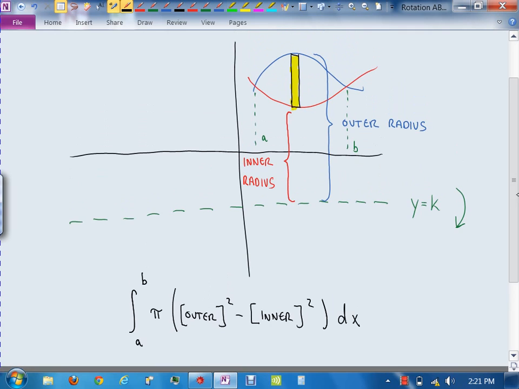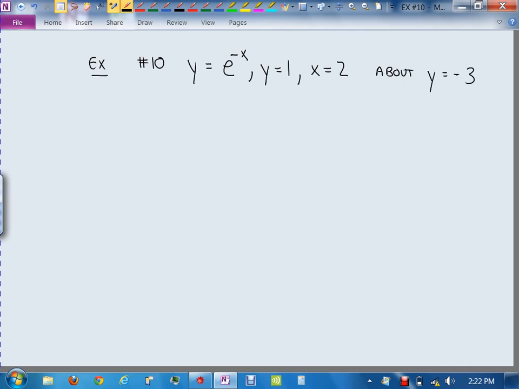So let's see if you got that. Let's do an example. Let's do number 10, but I'm going to modify it. Let's take y equals e to the negative x, y equals 1, x equals 2, and I want to rotate that about y equals -3.